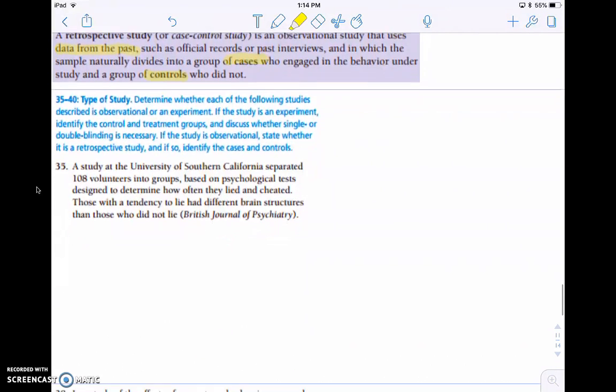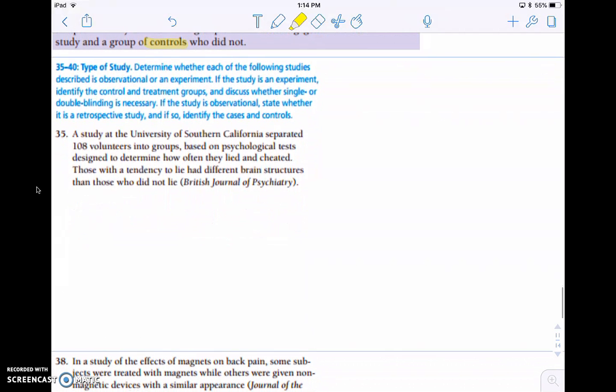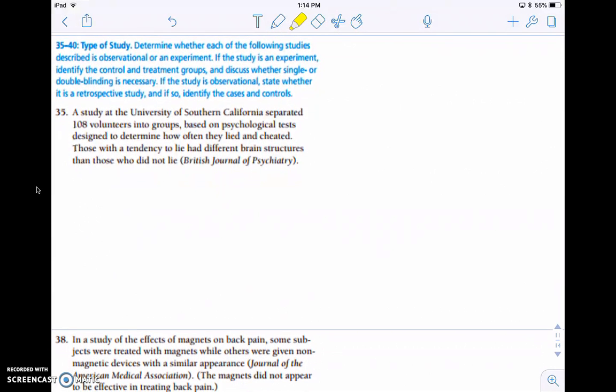Let's look at an example of that one, because that one's a little bit harder to explain. We're going to determine whether the following is an observational study or an experiment. If it's an experiment, we want to identify the control and treatment groups and discuss whether single or double-blinding is necessary. If it's observational, we want to state whether it's a retrospective study, and if so, identify the cases and control. So we've got a study at the University of Southern California that separated 108 volunteers into groups based on psychological tests designed to determine how often they lied or cheated. Those with the tendency to lie had different brain structures than those who did not lie.